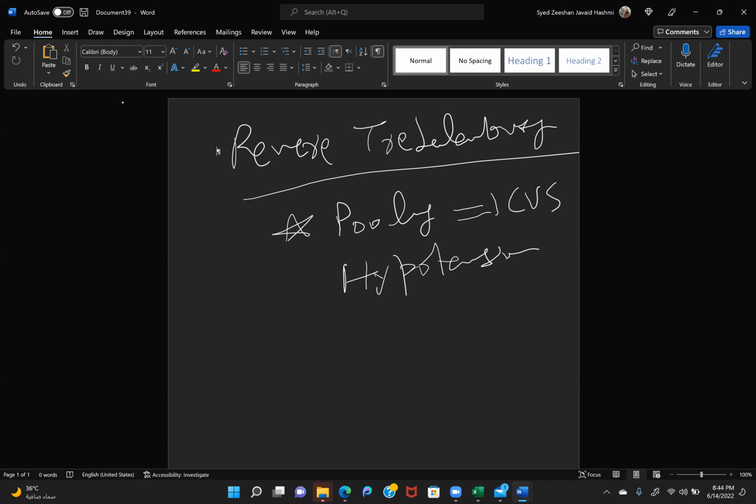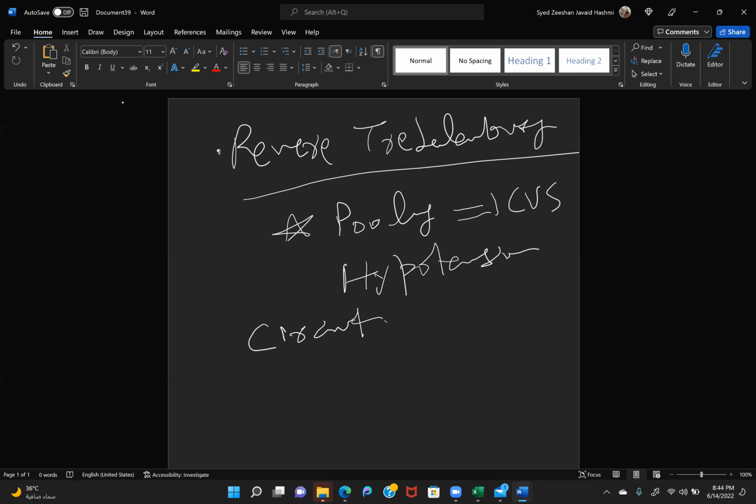Endobronchial also, sir? I'm sorry, the tube can go endobronchial? No, this occurs in Trendelenburg, not reverse Trendelenburg. Dislodgement can occur, yeah, disconnection also, because the circuit will be stretched.